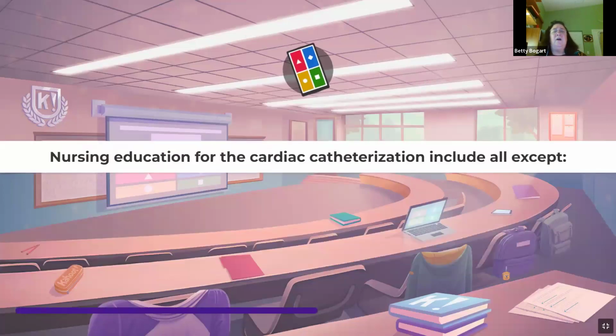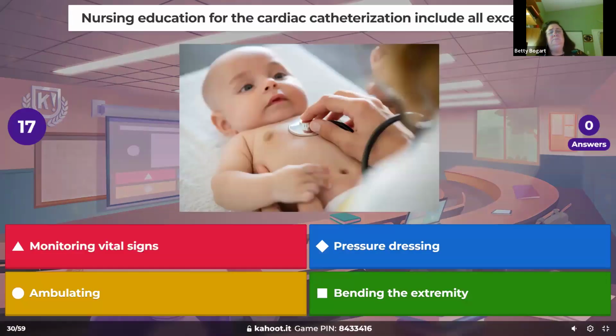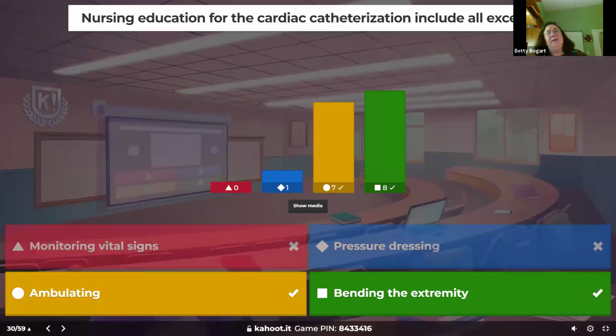Nursing education for the cardiac catheterization include all except... So knowing that our biggest concern is bleeding at the insertion site, what do you think would follow that? They cannot get out of bed for 24 hours. Okay? And you do not want to bend that extremity because it could make that clot dislodge. Vital signs, pressure dressing? Yes, of course.